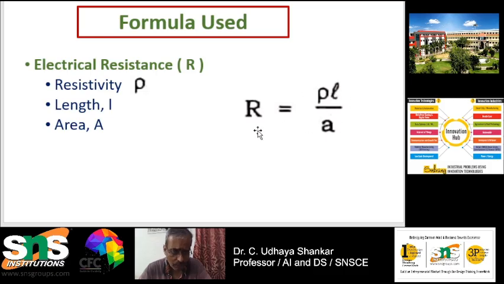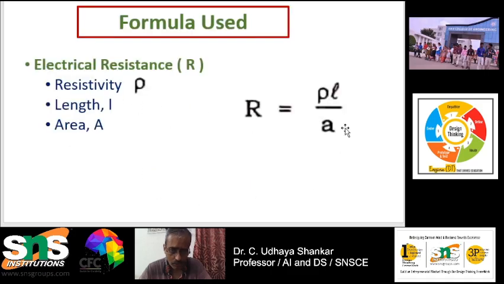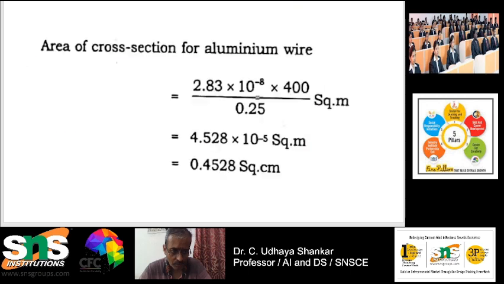Let us first find what will be the area of cross section for aluminum. You just substitute in this problem and you can find that. Both can be interchanged, so area and resistance have to be interchanged.